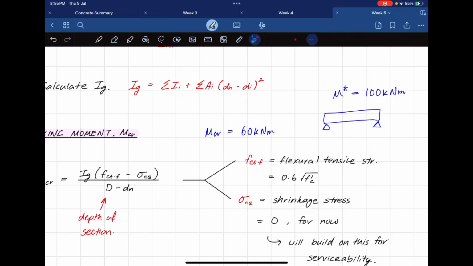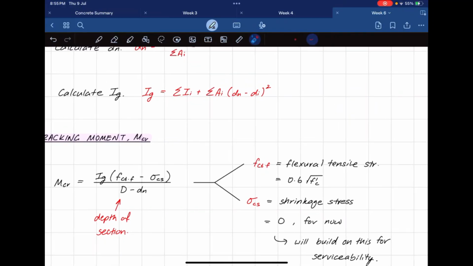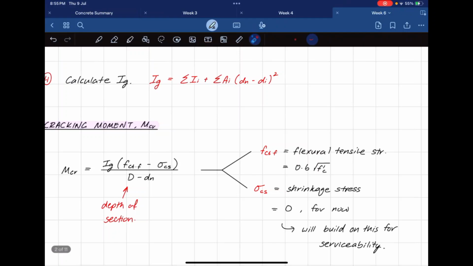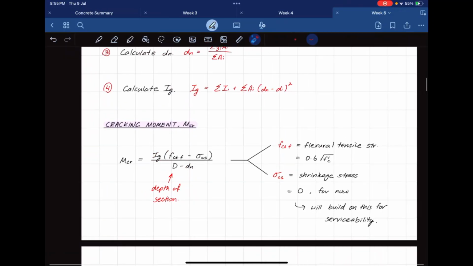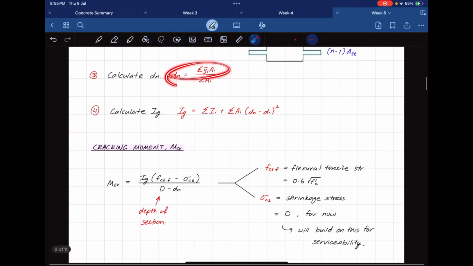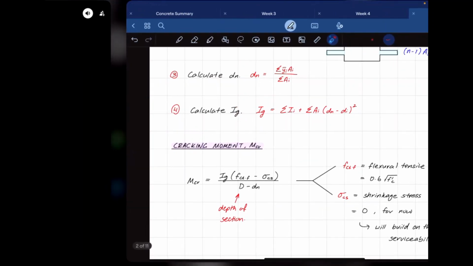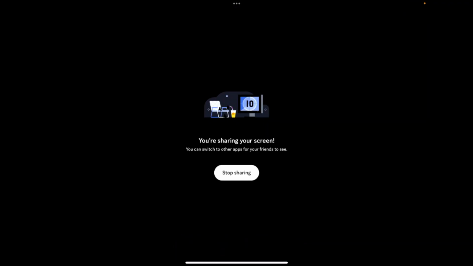That's what we call a cracked section, or the cracking moment. A couple of things in this are looked into more in serviceability, so it's not too important right now. Just take this as 0. It gets a bit more techie later on. They usually give it to you, or you can calculate it using 0.6 square root of f'c. You're going to have to find dn and Ig. I think the best way to explain how to do these two is with an example, so let me pull up an example.